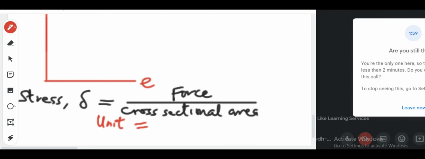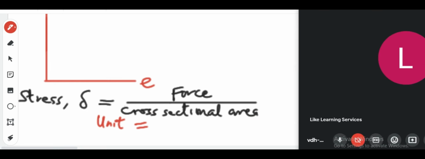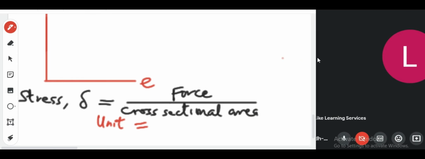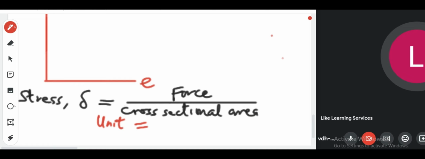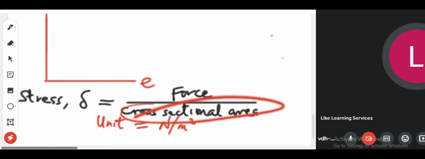So the unit of stress is force over cross-sectional area, or Newton per meter square. The unit of force is Newton, the unit of cross-sectional area is meter square. So the unit of stress is Newton per meter square, because stress is the normal force over cross-sectional area. That's the load divided by the cross-sectional area of the material.